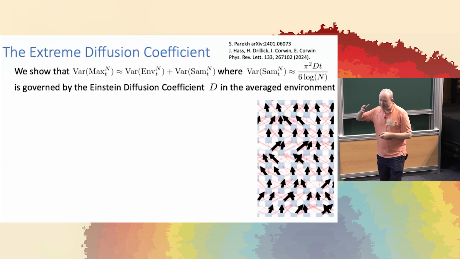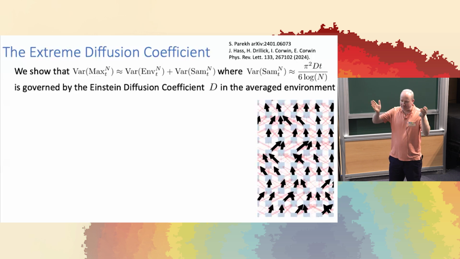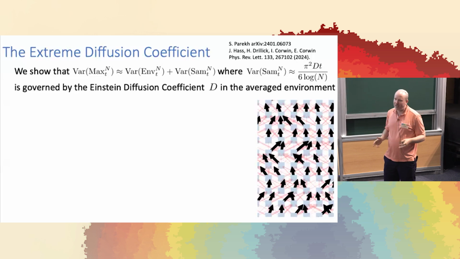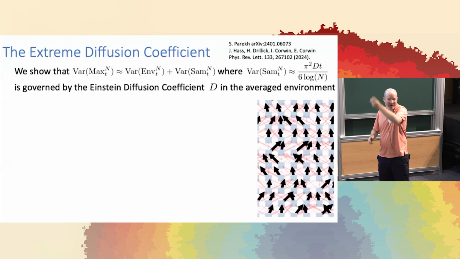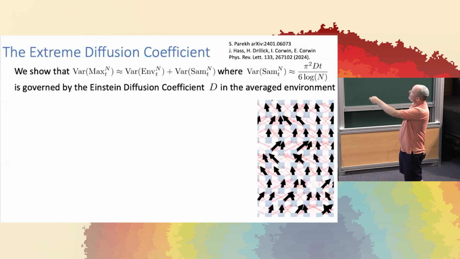In other words, I replace the environment by the average of each one of these Dirichlets, so everything becomes deterministic. And I compute just what would be the behavior for a single random walker. What's that diffusion coefficient? And this is the formula for the variance due to sampling.